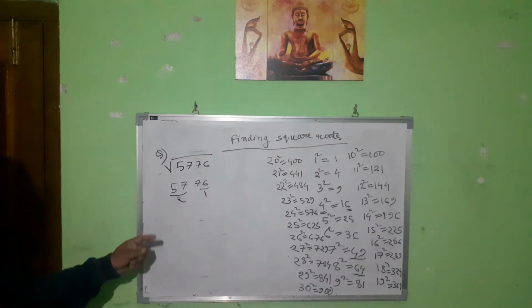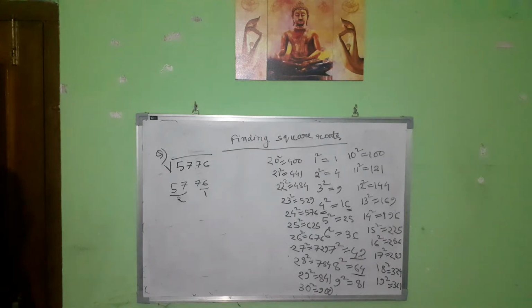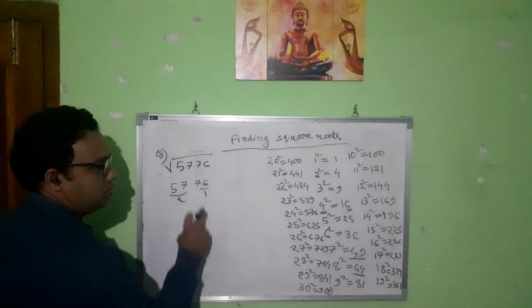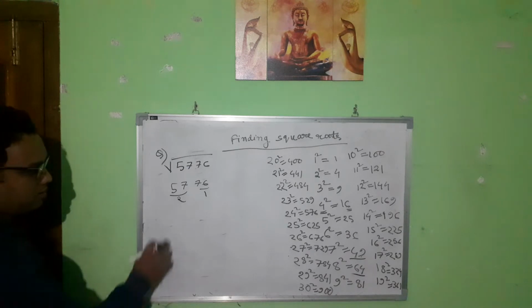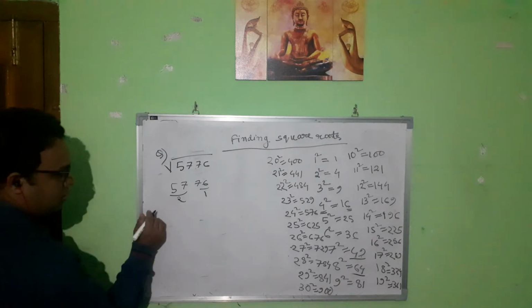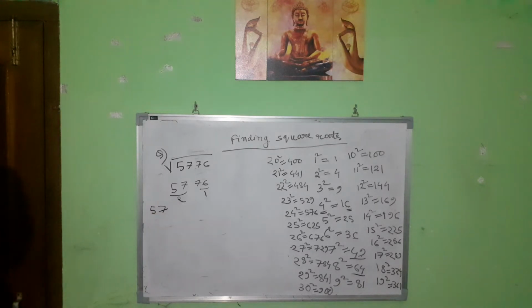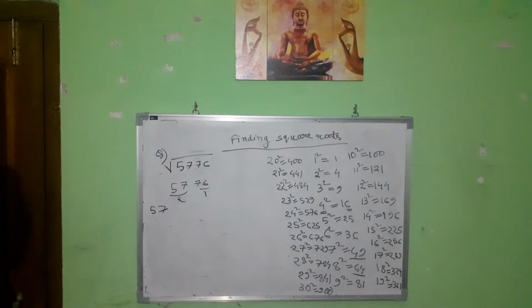The second group may be a single digit number or a double digit number or a triple digit number. That does not really matter, but the first group must be a 2-digit number. Now from the second group, as you can see, the number is 57. Now if you look at this chart, can you find any number which is 57?